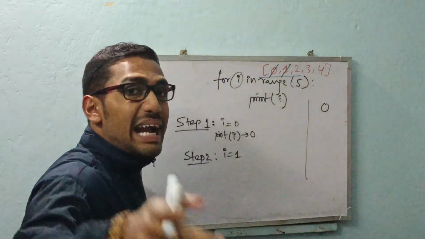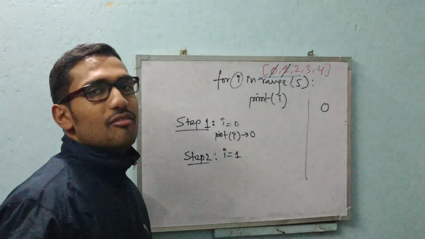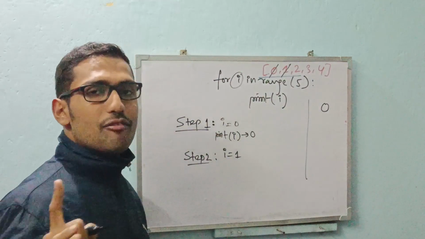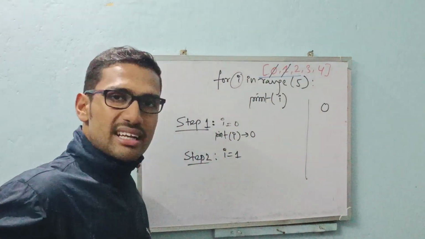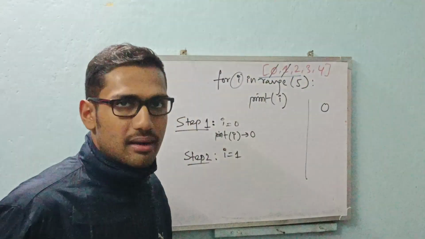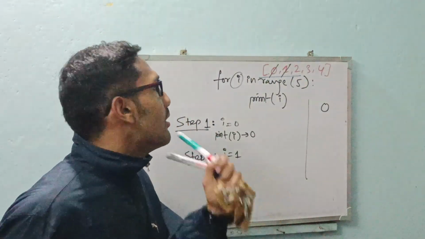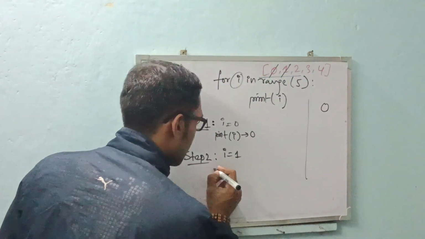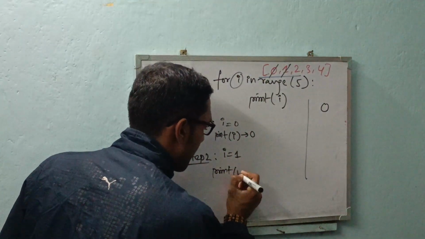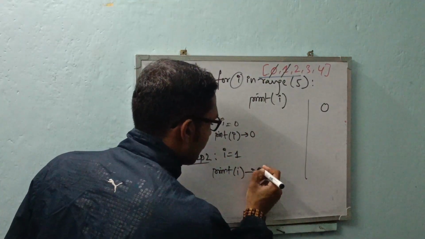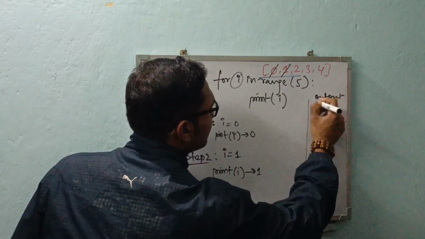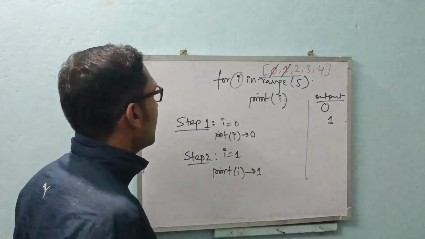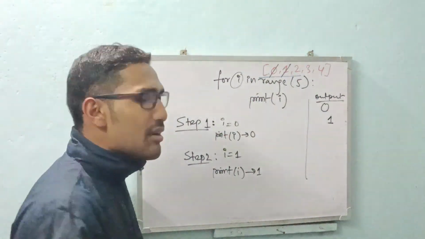Then again it will move into the body of the for loop, and within the body we have a print statement. As I have told you, loops are basically used to print the same statement a certain number of times, and it will print 5 times. So print I, and in this case it will print 1. I am writing the output here. Clear? Now after completing step 2, it will move to step 3.